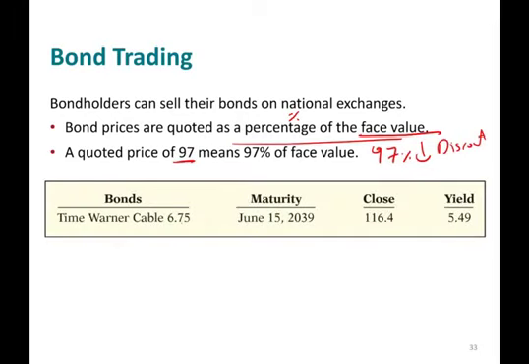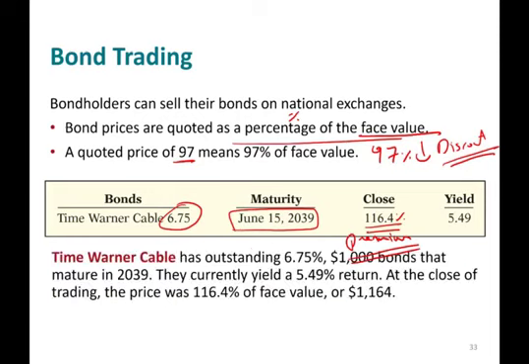This is the Time Warner Cable Company bond. 6.5 means it's paying 6.5%. The maturity date is June 15, 2039. The price at closing is 116.4. Since it's more than 100, this means 116.4%. We say the bond is selling at a premium. Now, why does it sell at a discount? Why does it sell at a premium? We're going to see this in the next session.